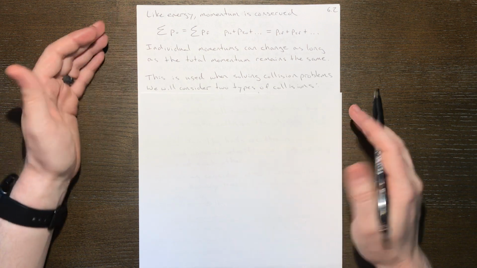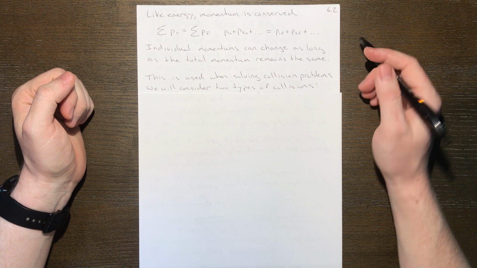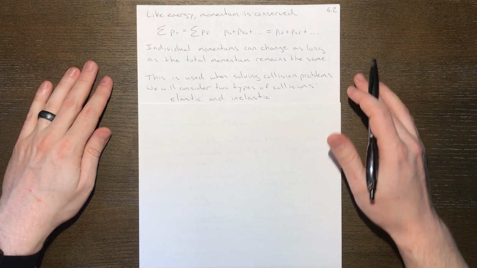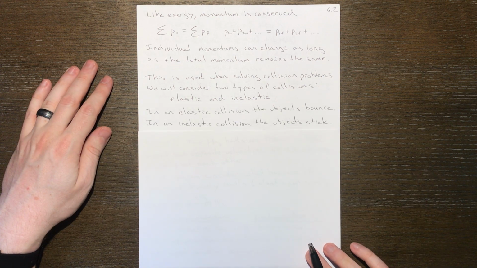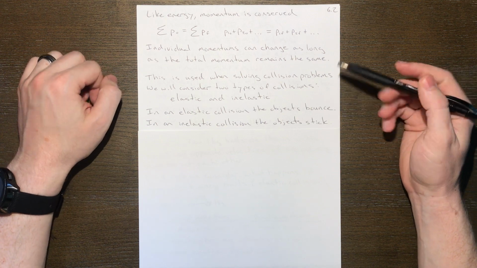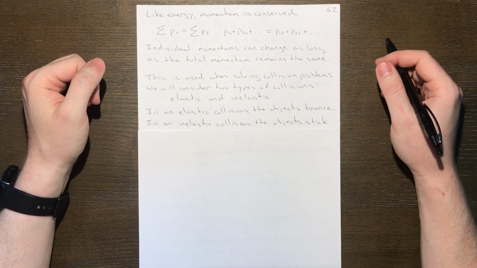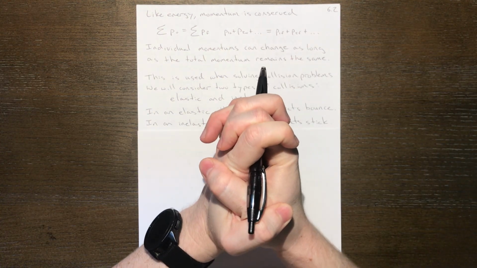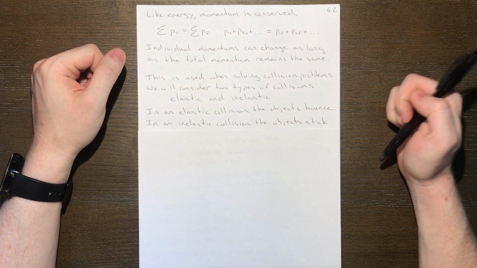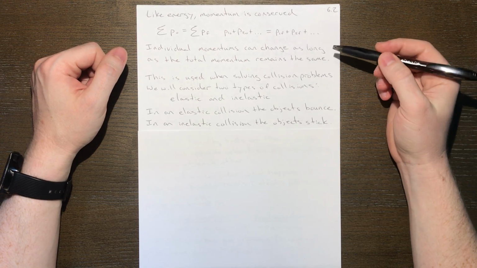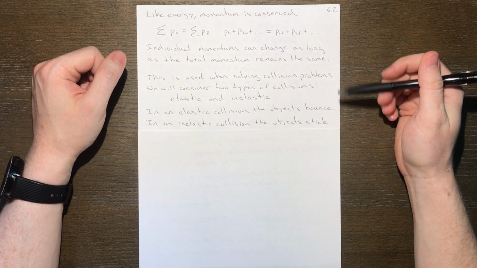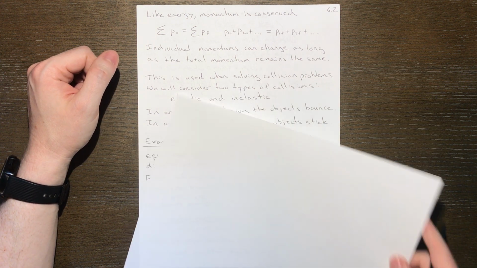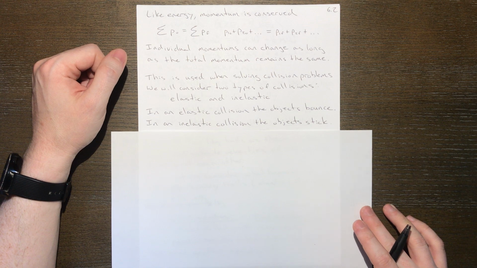This is very commonly used to solve collision problems. And we will look at 2 types of collisions: elastic collisions and inelastic collisions. In an elastic collision, that just means the objects bounce off of each other. An inelastic collision means they collide and they stick together. And there's something special about that we'll look at here in a moment. There's also some special rules about them bouncing that I'll explain momentarily as well. But that is the basic introduction to momentum and impulse.